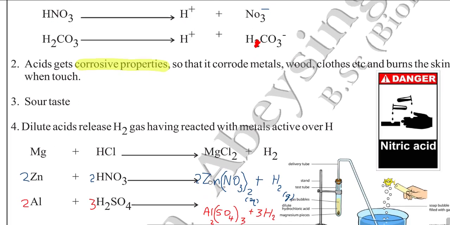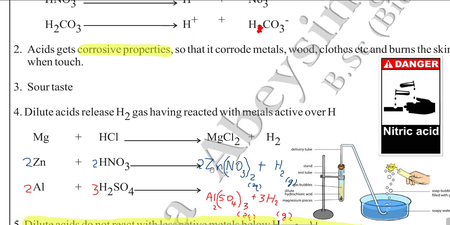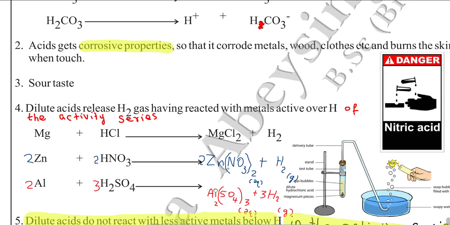Dilute acids release hydrogen gas when reacting with metals above hydrogen in the activity series. Hydrogen of the activity series. This one you have to keep in your mind, the activity series. In grade 10 also, with the extraction of metals, I gave the activity series. That's important there, right?